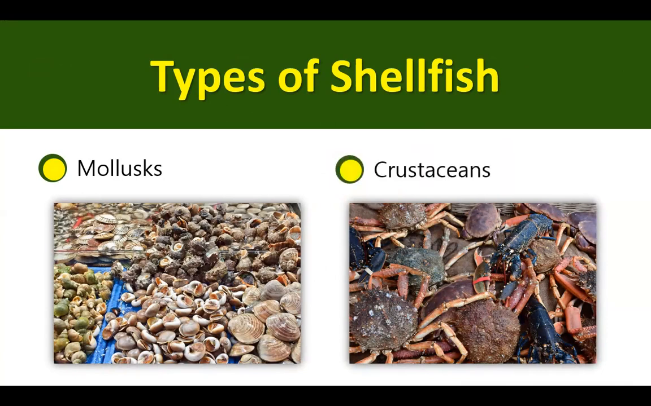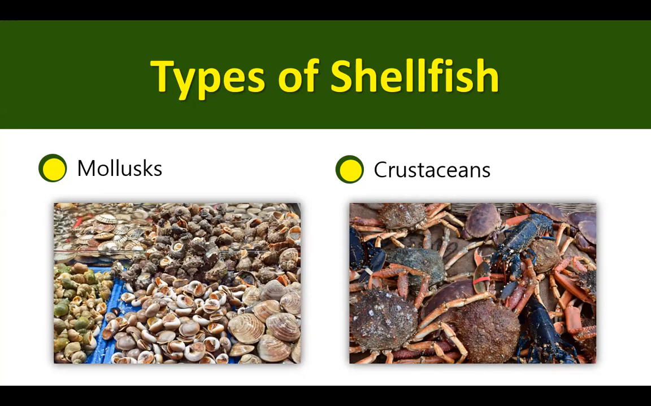Types of shellfish. Mollusks. Mollusks have hard shells. They have leathery but delicious meat. Examples of mollusks are snails or what we call kohol, halaan, mussels or tahong, suso, oyster or talaba, clams, and tulya.